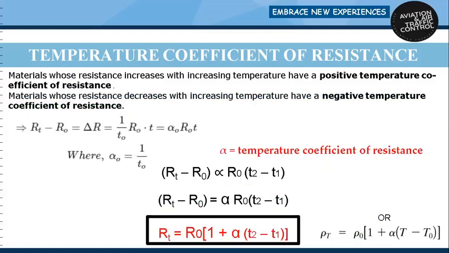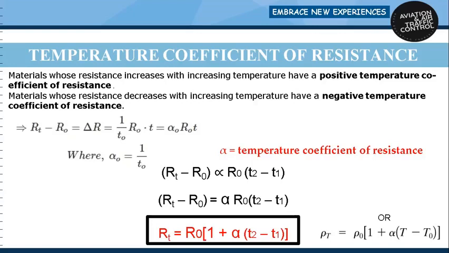Materials whose resistance increases with increasing temperature have a positive temperature coefficient of resistance, and materials whose resistance decreases with increasing temperature have a negative temperature coefficient of resistance. So we are continuing with the previous relation, that is del R, which is equal to RT minus R naught, is equal to alpha naught R naught T, where alpha is the temperature coefficient of resistance, which is 1 upon T naught.